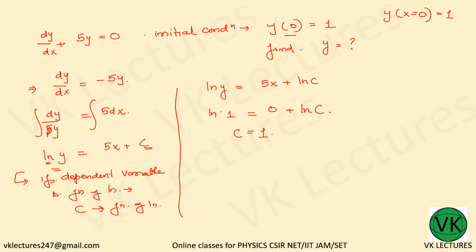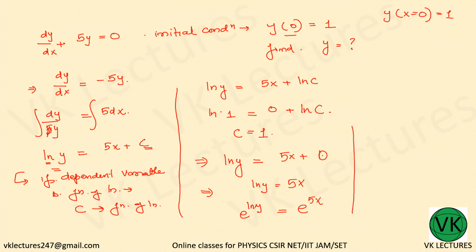Fine, then once again we can write log y is equal to 5x plus log 1, that is 0, right? So now what you can find, log y equal to 5x. Now e to the power log y is equal to e to the power 5x. Now this e to the power log y, you can write it as y, so y is equal to e to the power 5x. So y is given as e to the power 5x.